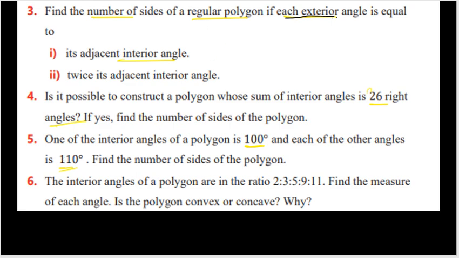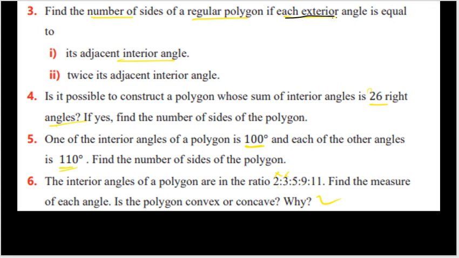Okay, the last one here: the interior angles of a polygon are in the ratio 2 to 3 to 5 to 9 to 11. Find the measure of each angle. Is the polygon convex or concave, and why? It says there are 1, 2, 3, 4, 5 angles. 5 angles means it's a pentagon, obviously. That means the total angle is 540 degrees. That means I can give each of them x. So 2, 3, 5, 9.